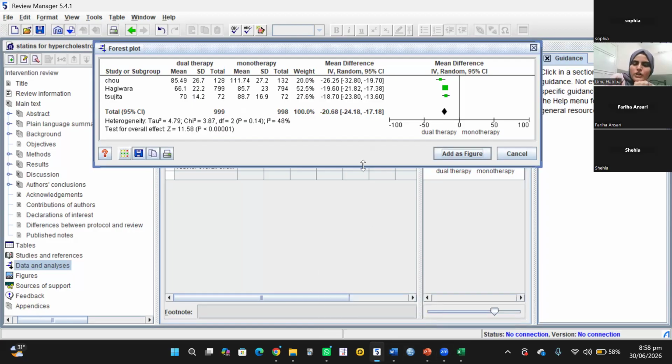So now I got the forest plot. Now, how do I interpret it? You see, these are the studies. This is my control group, the monotherapy. This is the weightage of each study. You see, the second study, Hagiwara, is the greatest weightage, 52. So it's going to have the greatest impact on my overall result, right? This is the mean difference, since the effect measure that we used was mean difference for this continuous outcome, right? This is the range. And at the bottom, you can see the confidence interval is 95%.